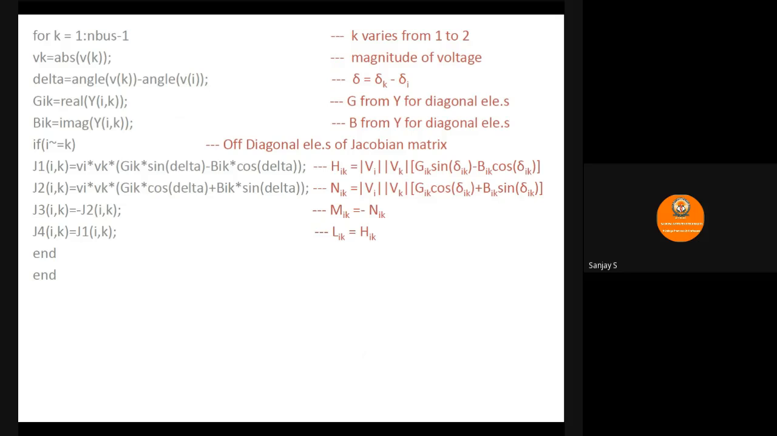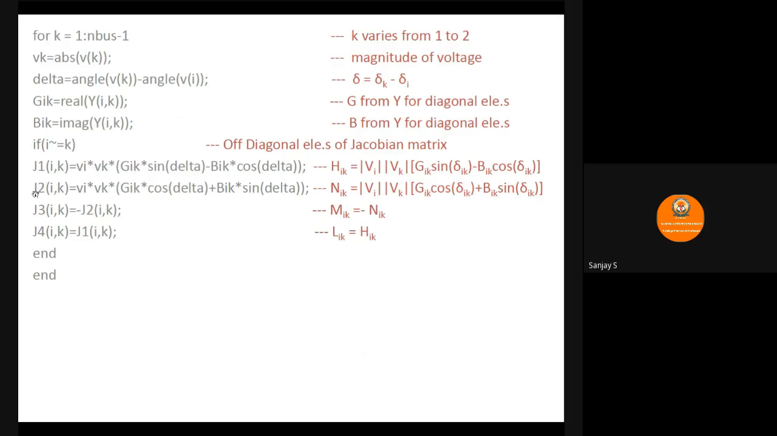Theoretically, when we solve the problems, we are going to use H, N, M, L. Here in the program, I have called them J1, J2, J3, J4. So straight away, it is the implementation of the given formula. On the right side, you can see H_ik is equal to the magnitude of V_i V_k, G_ik sine of del_ik minus B_ik cos of del_ik. The same thing is written in standard format here: J1 of i comma k, V_i V_k, G_ik sine of delta, because del_ik is del i minus del k or del k minus del i, that is nothing but delta, minus B_ik cos of delta.